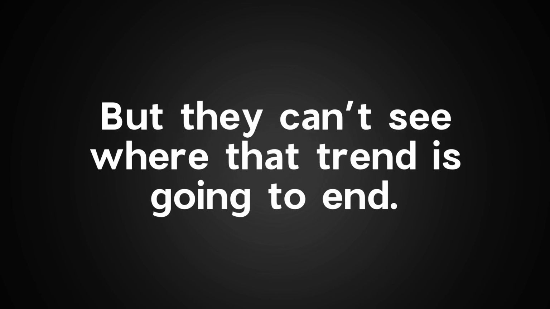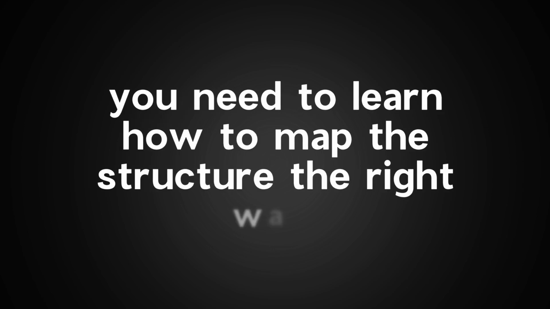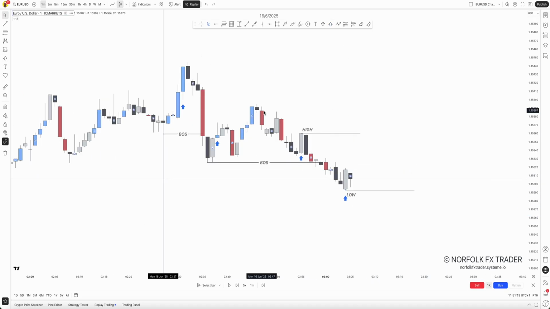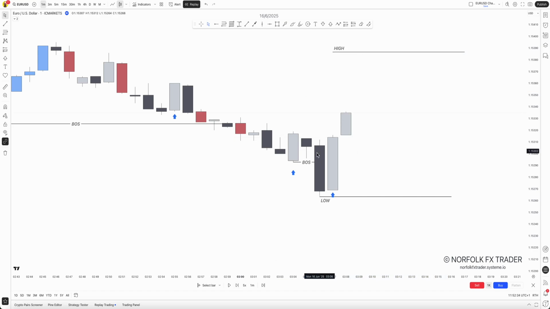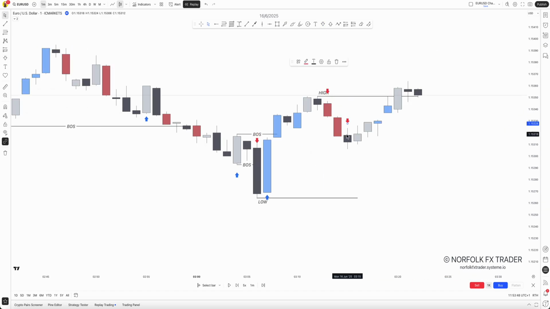This is where most traders go wrong. They don't have the structure mapped out before the entry. So they buy with the trend, but they can't see where that trend is going to end. Before you can fix that, you need to learn how to map the structure the right way. Let me show you how I teach it so you can read the market properly and avoid traps like this.